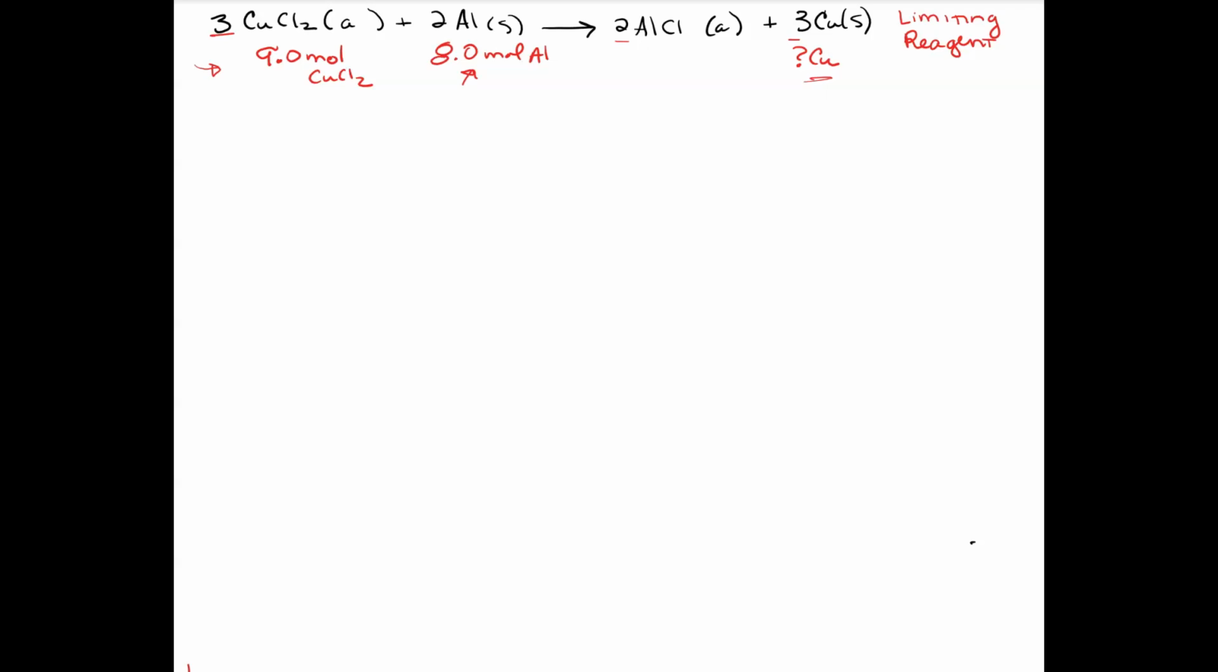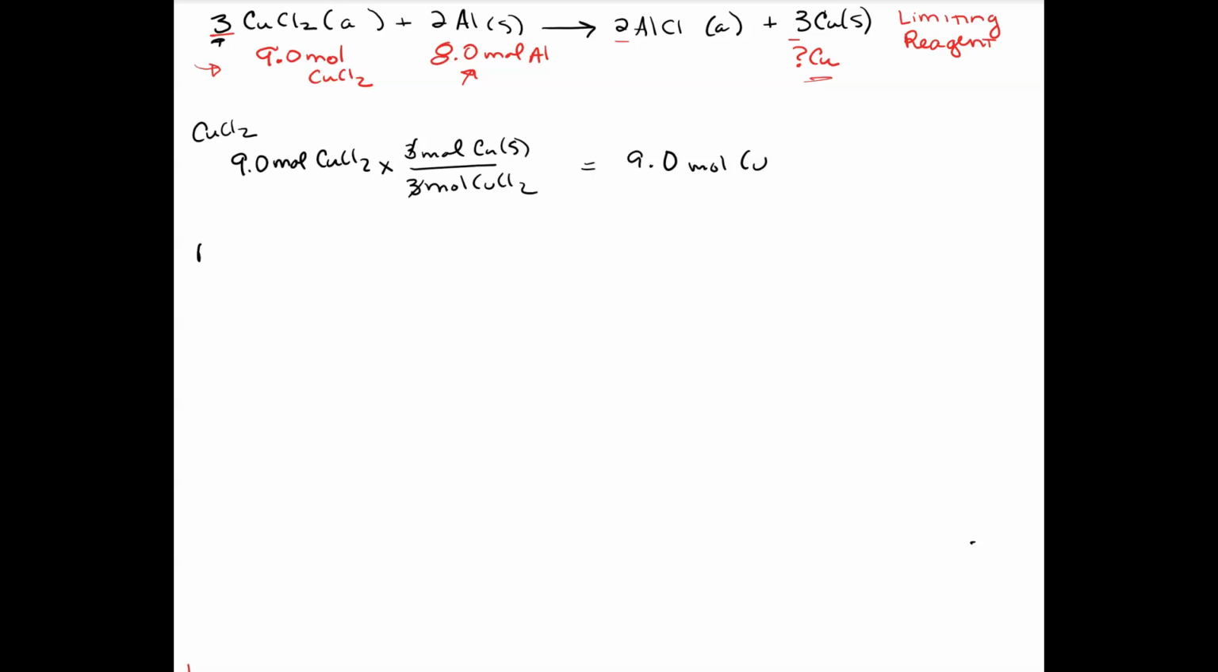So if I have 9.0 moles of copper 2 chloride, I'm going to calculate using stoichiometric ratios to figure out how many moles of copper I can get out of that. And it's 3 moles of copper 2 chloride. I get that from my coefficient, makes 3 moles of copper solid. My 3's cancel, and it will give me 9.0 moles of copper.